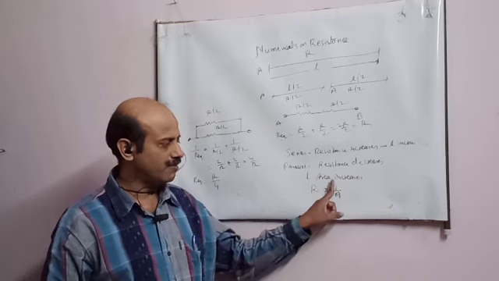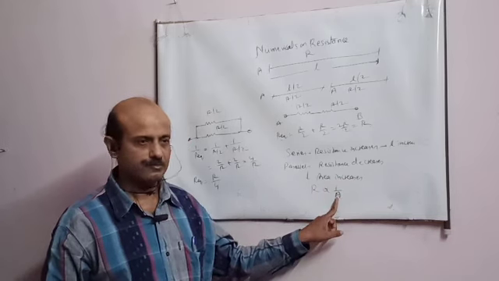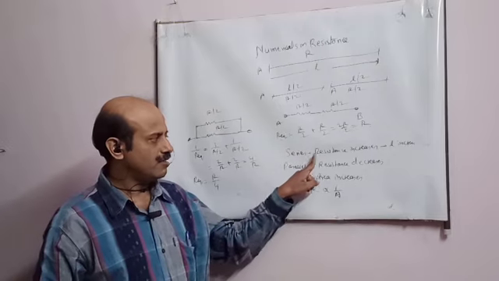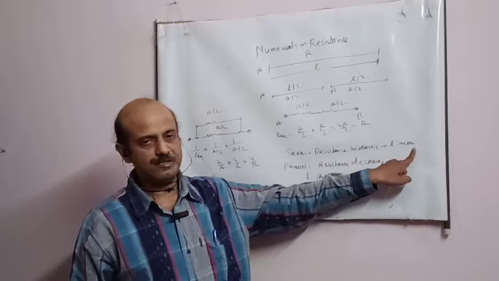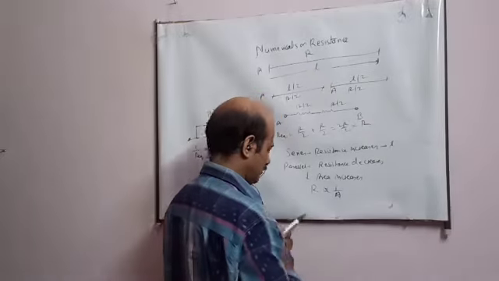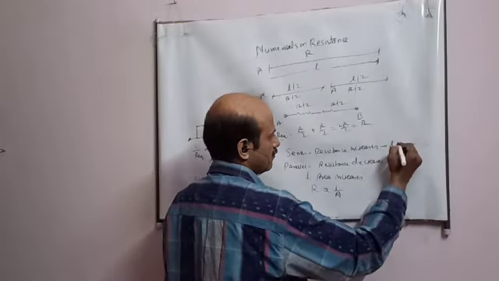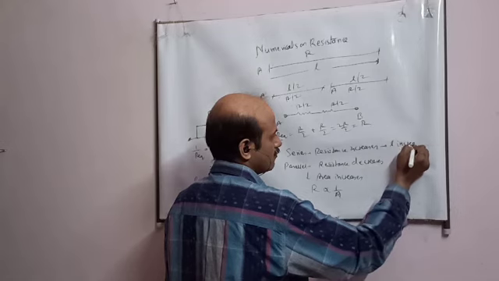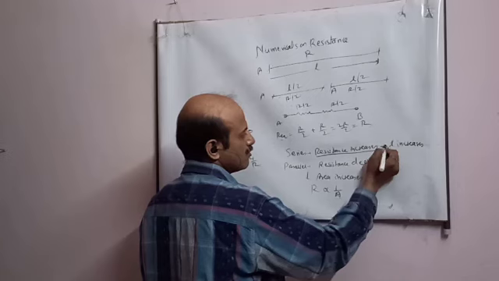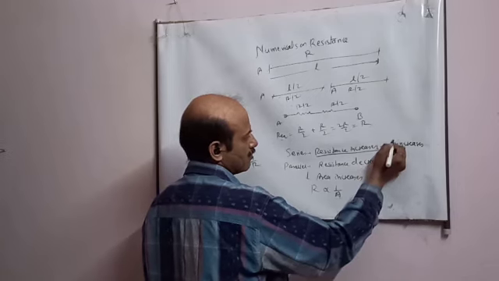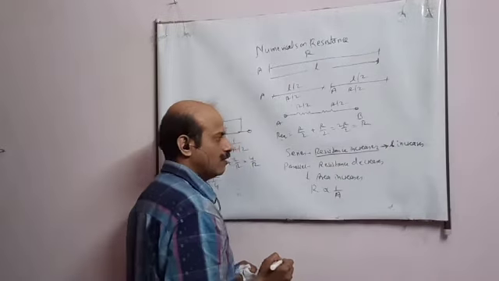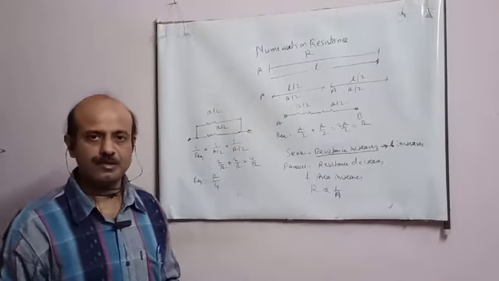So resistance is inversely proportional to area. So if this is increasing, resistance will decrease. In series, length increases. Hence resistance will increase. Resistance will increase, student.